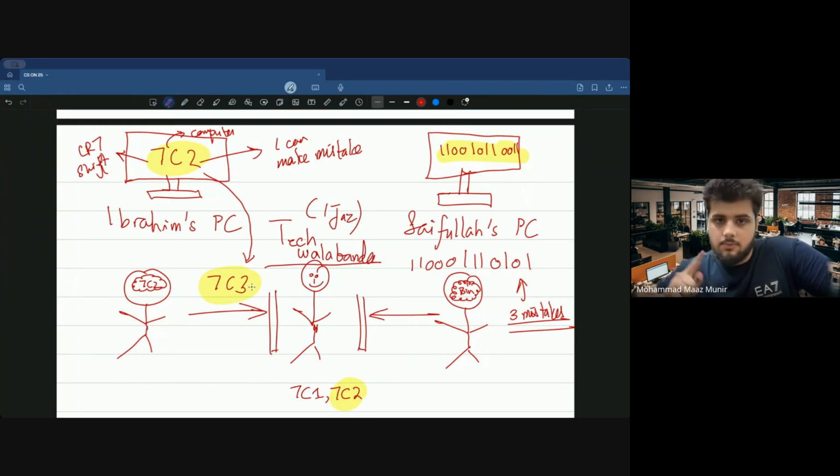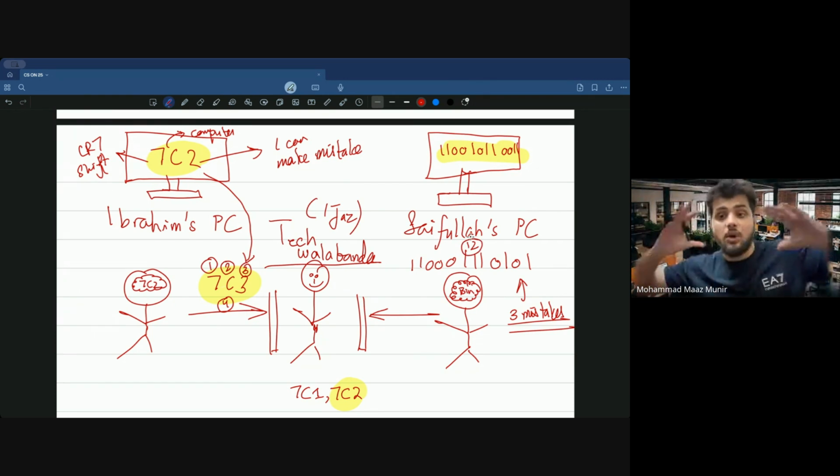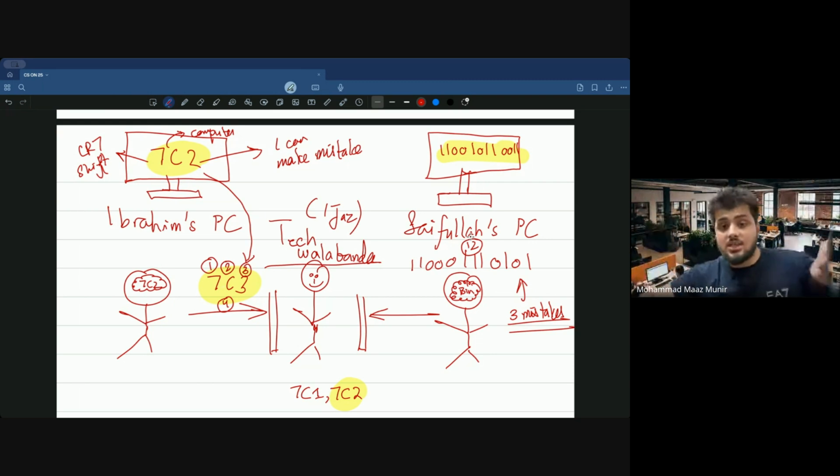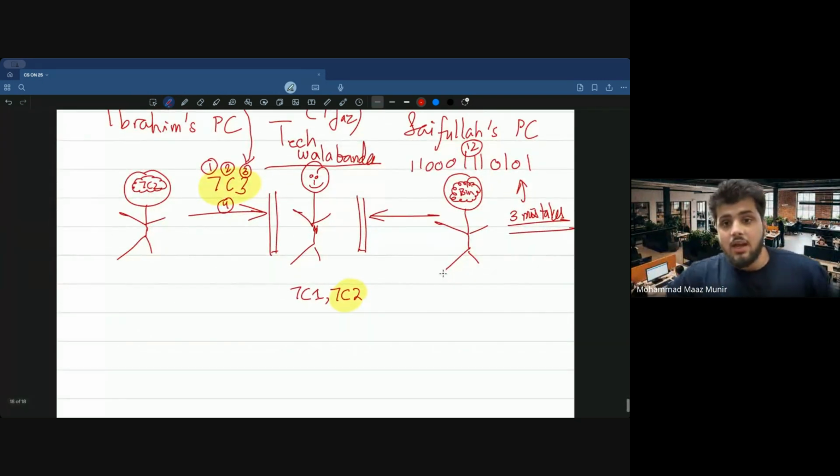Okay, so the maximum error Ibrahim can make here is that he could either mess up the 7, number 1, or he could mess up C, number 2, or he could mess up 3, or he could mess up all three of them, which might be the fourth scenario. But up here, you have 12 digits, which means you can mess up all 12 of them separately. Just imagine 12 of them, or maybe all of them, so that's the 13th case. So Saifullah has 13 options to mess up his entire memorized code, whereas Ibrahim has only 4.